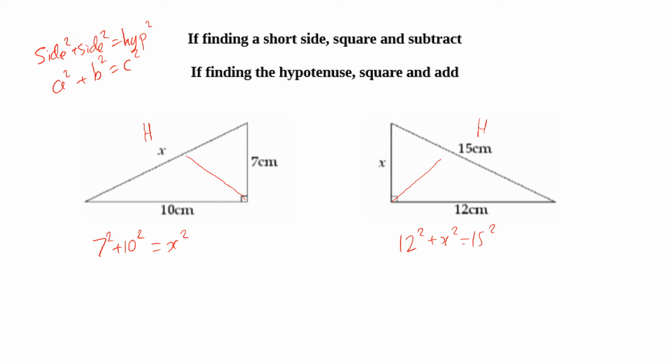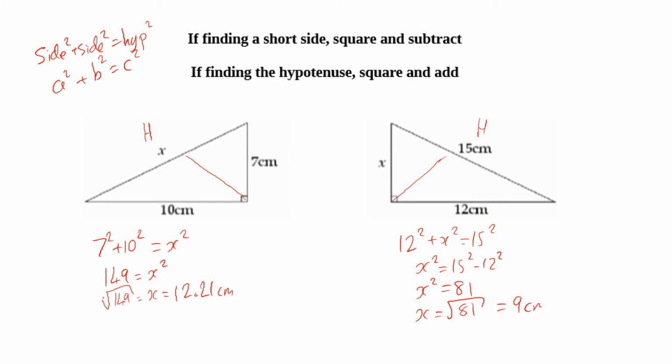We then want to work them out. So our first one is going to give us 149 is x squared. We can then square root that to get what x actually is, which is going to be 12 and a bit centimeters. For the next one, we need to do the subtraction. So we're going to do x squared is 15 squared, take away 12 squared, which in this case is going to give you 81. And so we'll square root that to get what x is, which is 9 centimeters. Hopefully you got them right.